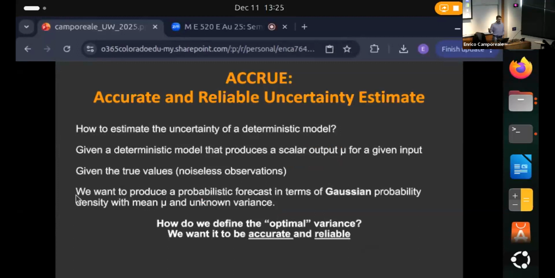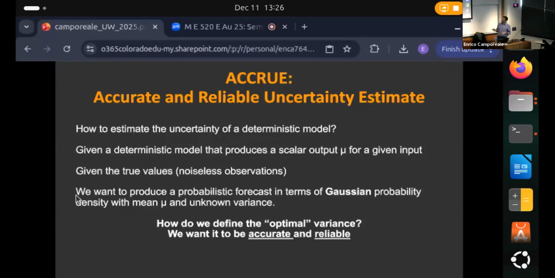So this is the setup. Given a deterministic model that produces a scalar output for a given input, again, my input can be multidimensional, very complex, and so on, but the crucial thing is that every time I feed the same input to the model, it is completely deterministic and always gives me the same output. I call this output mu, for obvious reasons, because I'm going to use this as the mean of a distribution. And then you need to have some true values, some ground truth, that in this case I assume are noiseless observations. This might not be true as well.